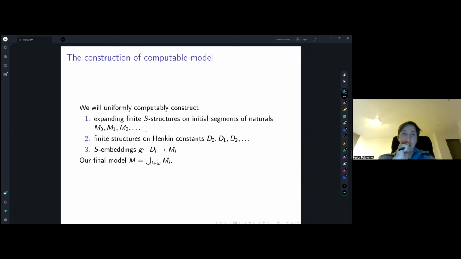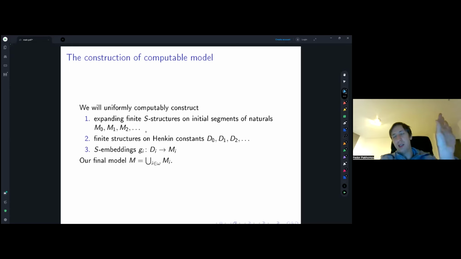So now let me do the construction of the computable model. We have already done all the preparatory steps, and now we could actually start the main construction. The construction will be basically the following: I'll construct a sequence of finite S structures.